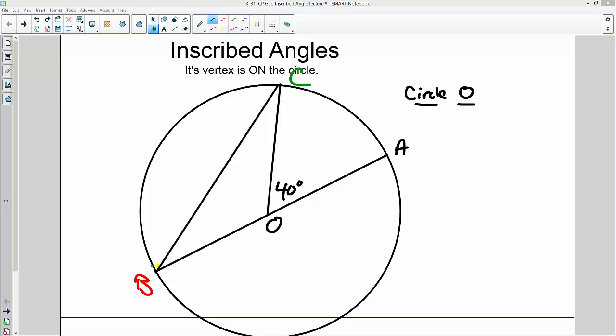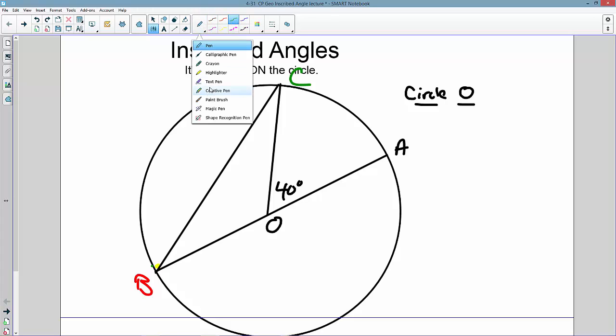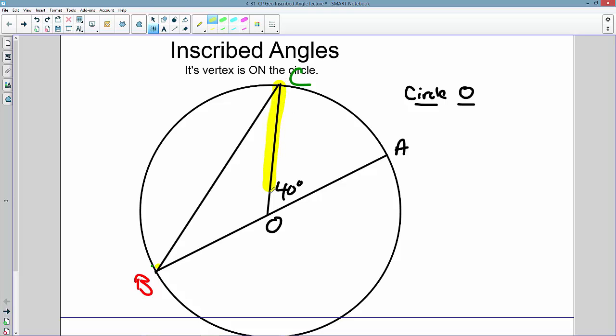This is a video lesson on inscribed angles. First thing we're going to do is review the angles that we do know in a circle, and that would be the central angle. So let's take a look at a central angle.